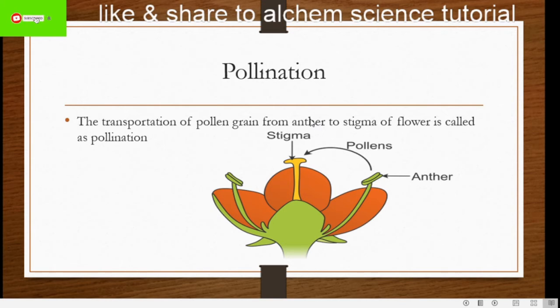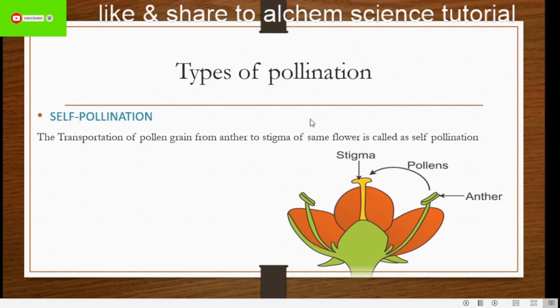Basically two types of pollination are found in plants: self-pollination and cross-pollination. So let's understand what is meant by self-pollination. Self-pollination means transportation of pollen grain from anthers to stigma of the same flower.